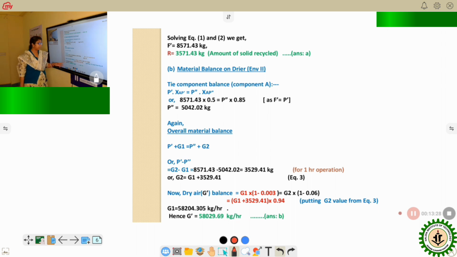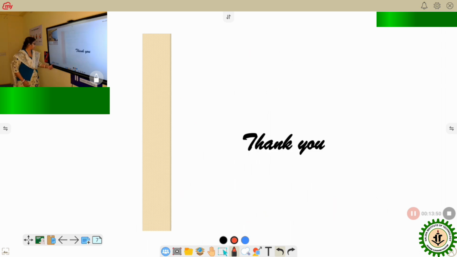But we have to determine the dry air flow rate, the dry gases. So G dash equals G1 into 1 minus 0.003. If we put that G1 value here, we get G dash equals this value. So this is your answer for part B. That's all. Thank you.